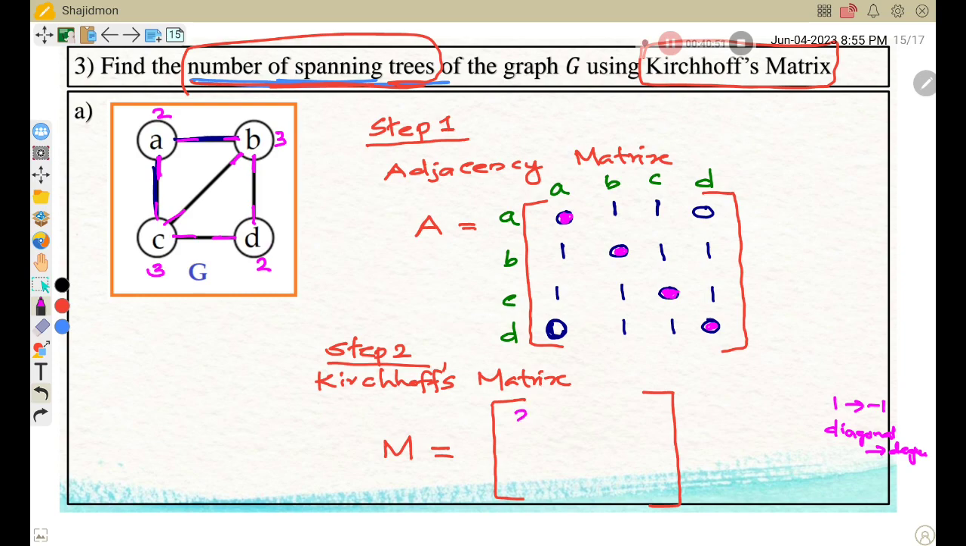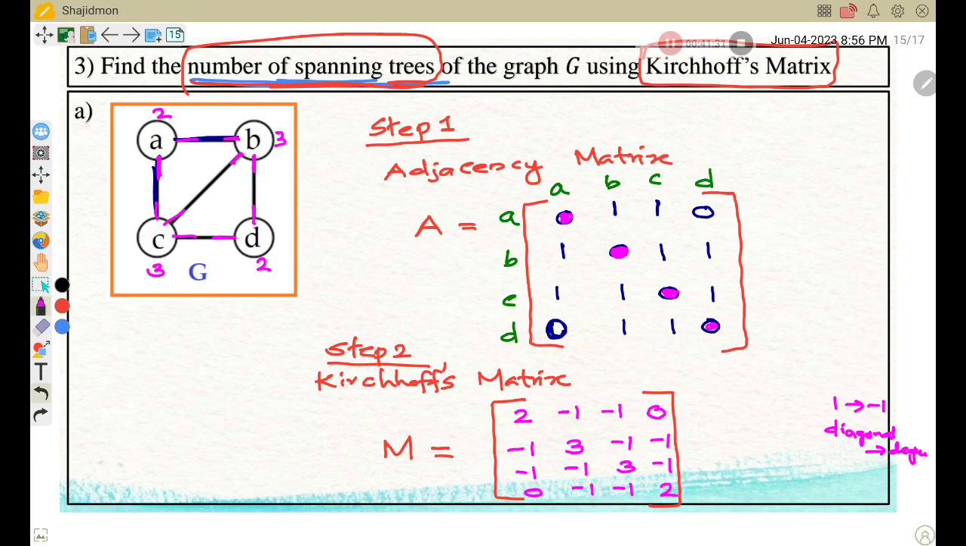A degree is 2. 1 we replace by minus 1, 1 we replace by minus 1, 0 same. Okay. Now, second row, 1 replace by minus 1, B vertex degree is 3, 1 replace by minus 1, 1 replace by minus 1. Now, same third row, 1 replace by minus 1, minus 1, degree of C, that is 3, 1 replace by minus 1. Now, last D, we can write 0, 1 replaced by minus 1, 1 replaced by minus 1, and degree of D equal to 2.